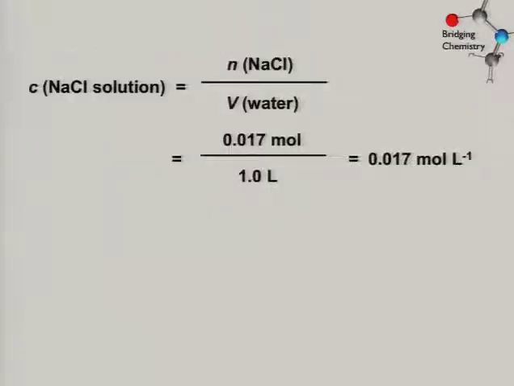And so here we are. Our concentration of our sodium chloride solution will be the amount of sodium chloride over the volume of water in this particular case. We worked out earlier that the amount of sodium chloride that there is in 1 gram of sodium chloride is 0.017 moles. And we've got our volume of our water from the question, that's 1 litre. And so our concentration is just going to be 0.017 moles per litre.